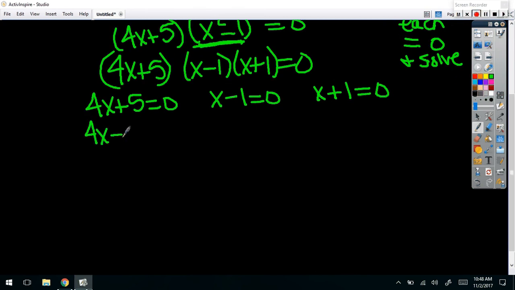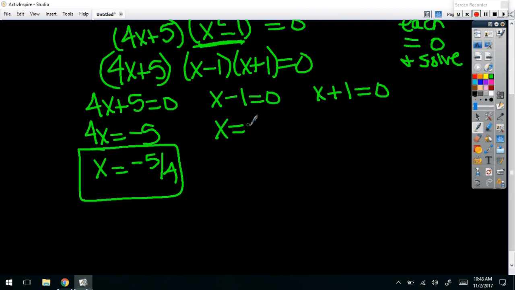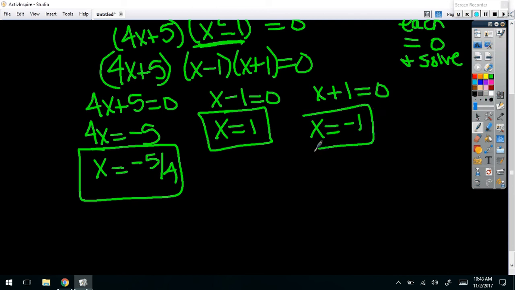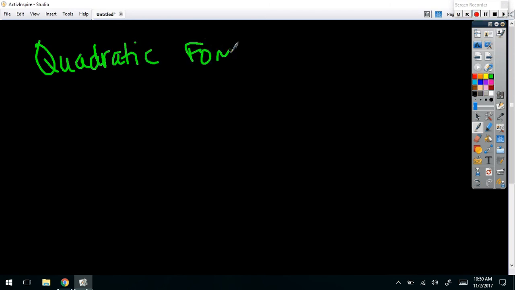5 over 4. So there's one answer, two answers, three answers. Whoa. Did you just basically solve the equation? Yeah. You want to say what it is? We can factor in what we call quadratic form, okay? And this is really easy if you understand factoring itself, okay? Quadratic form.